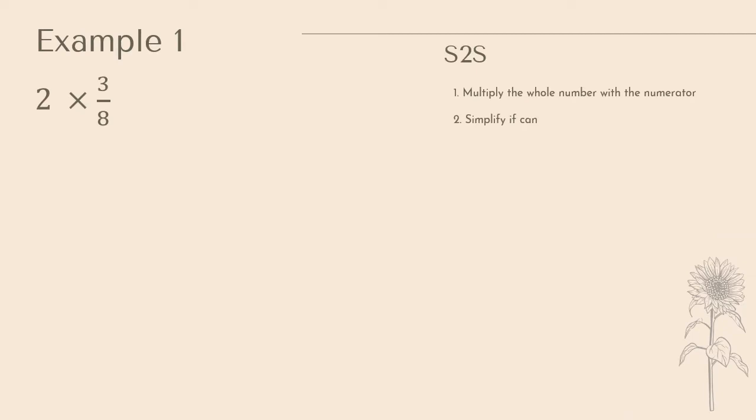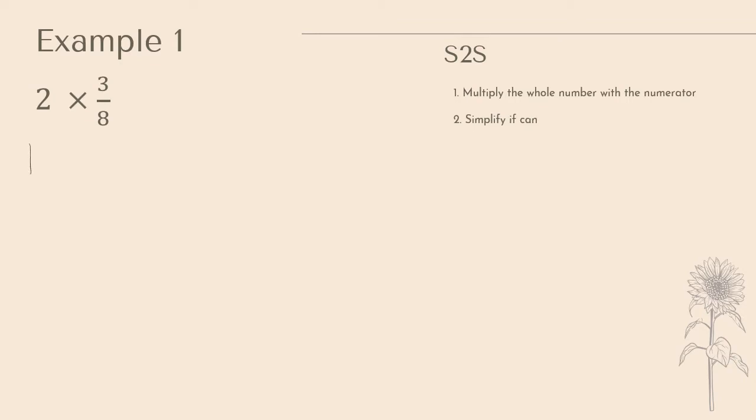Example 1, 2 wholes times 3 out of 8. First, I'm going to show you this in pictorial form using chocolate bars. And then for the next 2 examples, we're just going to do abstract. This time, I'm just going to show you what multiplying a fraction with a whole number really looks like. First things first, let's sketch the fraction 3 out of 8.